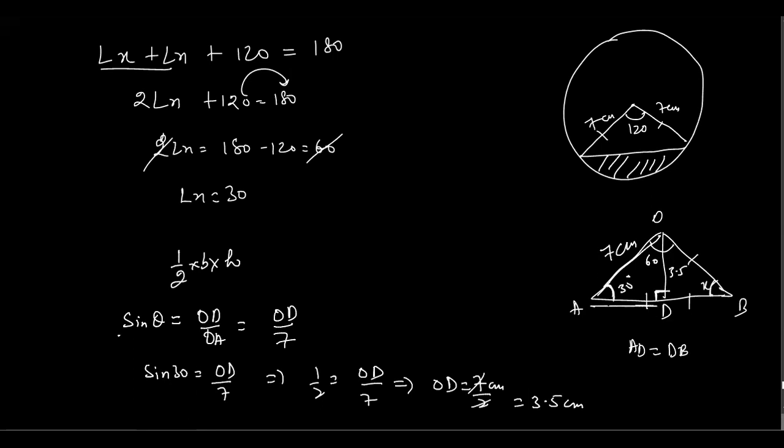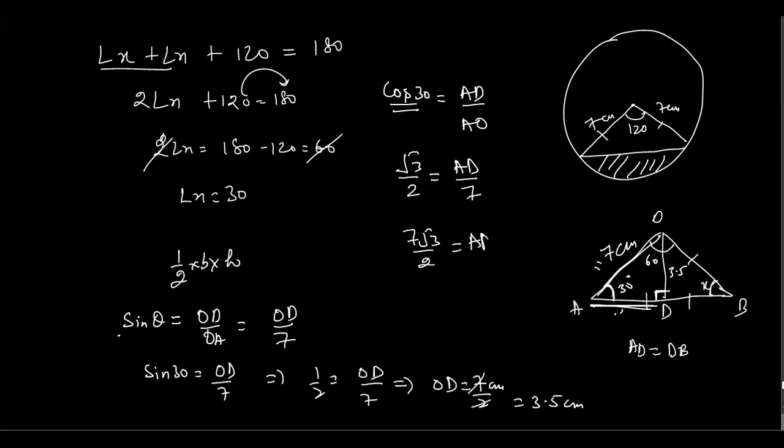And now you can find out the relation of this one by using this cos, because you know that cos 30 is equal to base upon hypotenuse, and base for this triangle is AD upon AO. And the value of cos 30 is actually root 3 by 2. So you have to write here AD. The value of AD is actually, you have to find out, and AO, you know very well, that is 7. So that would be equivalent to 7 root 3 by 2 is the value of AD.